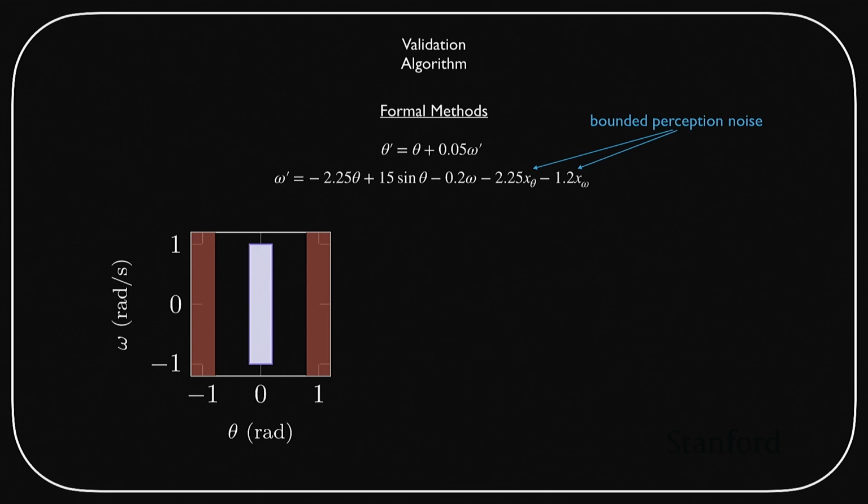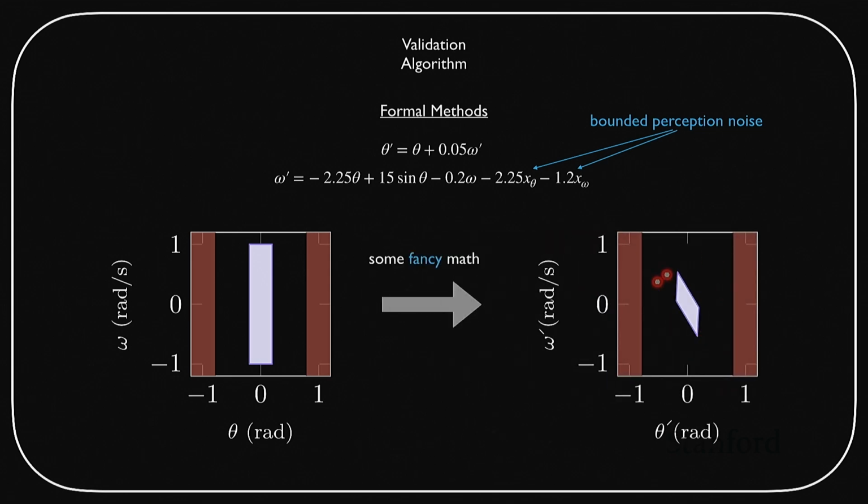For example, here are the dynamics for the pendulum written out. You can see we have some nonlinear terms here. We have a sine in one of the equations. We have these bounded potential perception errors. So it's not quite as simple, but we can still do something like this. We can still say, okay, we're going to start in some state that's inside this purple rectangle, basically saying that we start with some angle that's near the vertical and some reasonable angular velocity. And then we can do some fancy math and figure out what states we could end up in at the next time step. In this class, we're going to talk about what that fancy math actually is.